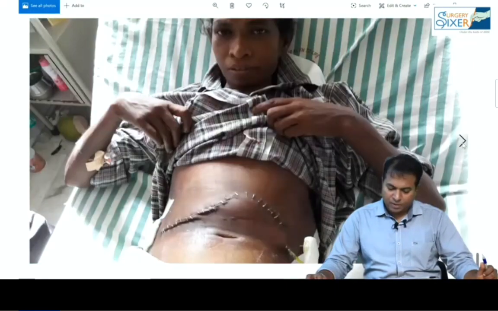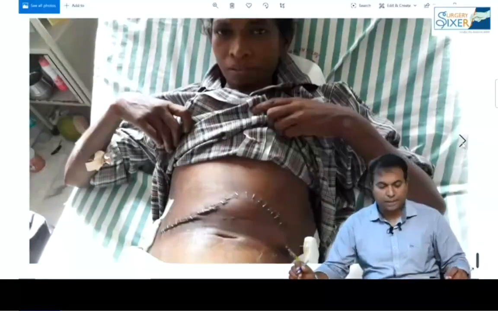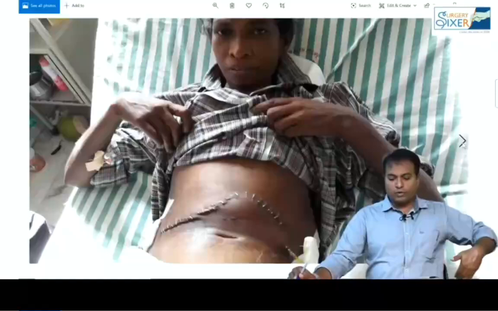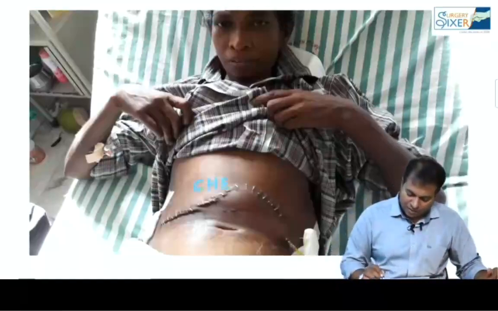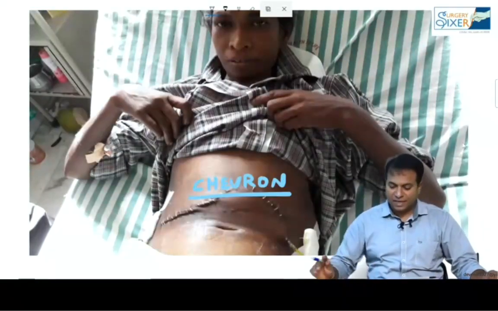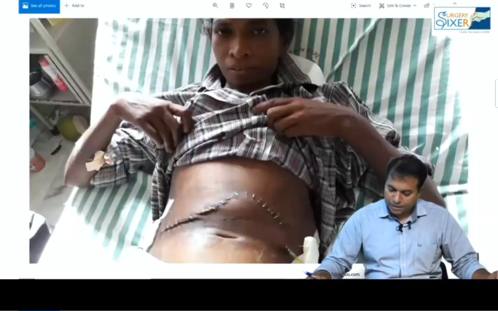This is the incision made. You can see the incision made for Whipple's is like this. What is the name of this incision? This incision looks like a rooftop. So this is known as a rooftop or chevron incision. Please don't forget, this incision is known as the chevron or rooftop incision. So I have made a rooftop incision for this patient.